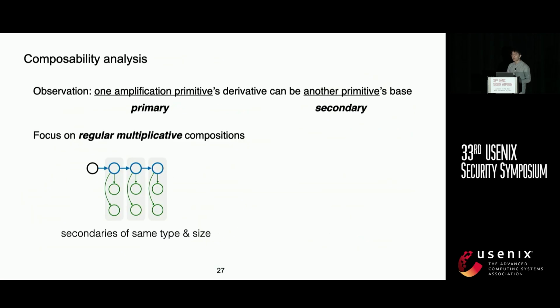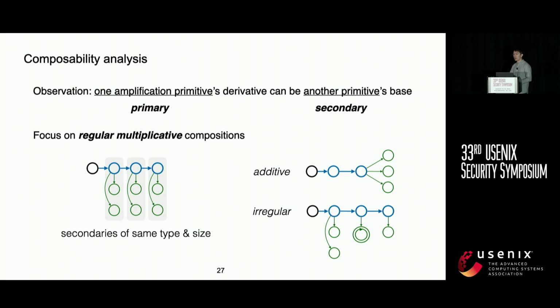And now let's look at how they can be combined. The key idea here is that one primitive's derivative can initiate another primitive, right? So we call the former primary and the latter secondary. So we focus on compositions that are regular and multiplicative, meaning that all the derivatives of the primary will initiate secondaries of the same size and type. It's also possible to have additive or irregular compositions, but they are easy to build once we have figured out the composability between primitives.